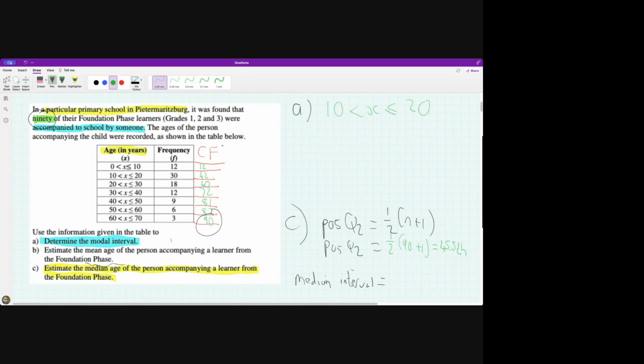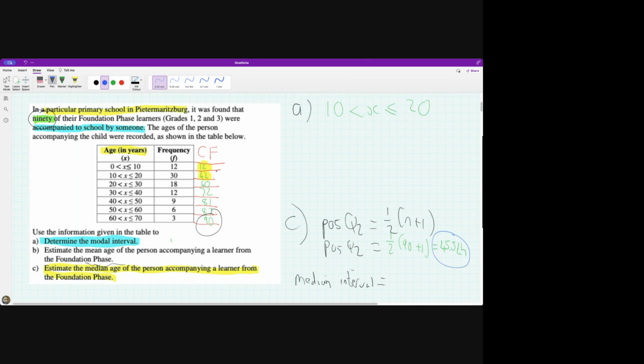Now, the reason that the cumulative frequency column is so helpful is at this point, there's 12 people who have been counted. If I go up to here, there are 42 people who are under the age of 20 or equal to 20 who are involved here. Have I reached the median interval yet? I've got to the end here. I've counted 42 people. Have I got to the median interval? Yes or no in the chat. I have not, because the position is 45.5 and I've only got to 42.